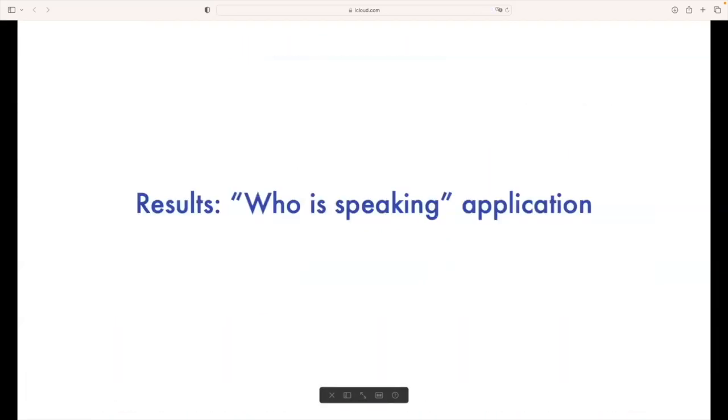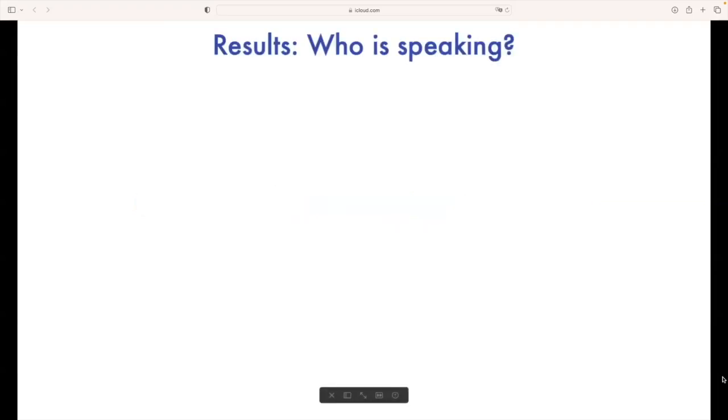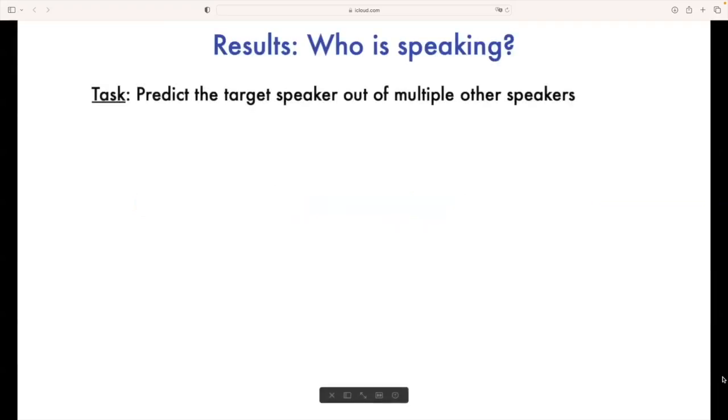All right, so these were the results for the first task, the synchronization task. Let us now see some of the results from the second task, identifying who is the speaker in a multi-speaker scenario. Here, I'll be showing the reference video on the top, and the predicted speaker will be shown in green at the bottom.